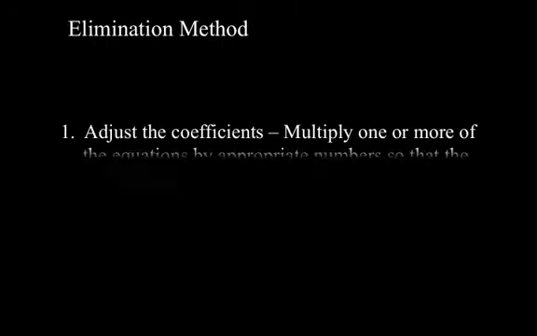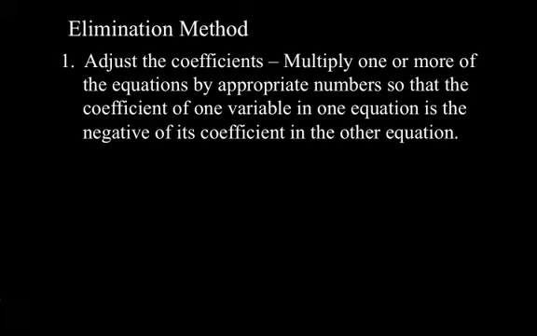The next method that we talk about is the elimination method. And in the elimination method, we again get rid of one of the variables, but in a little different way. The first thing we want to do is adjust the coefficients. Multiply one or more of the equations by appropriate numbers so that the coefficient of one variable in one of the equations is the opposite, or is the negative, of its coefficient in the other equation. For instance, if you have 3x in one equation, if you can get negative 3x in the other one, that would be what we're talking about. Get them to be opposites so that when you add, you'll see the next step.